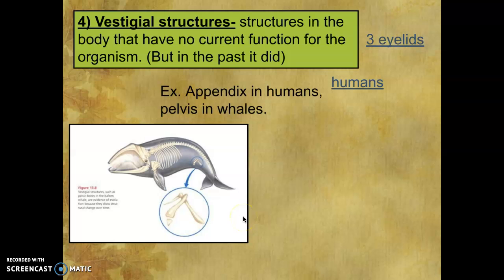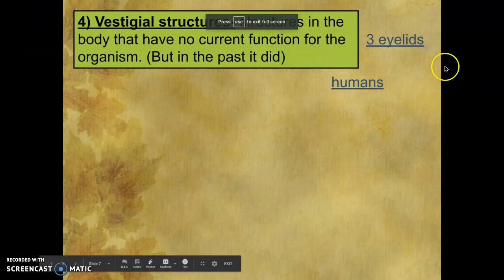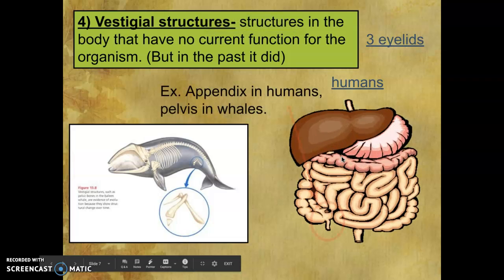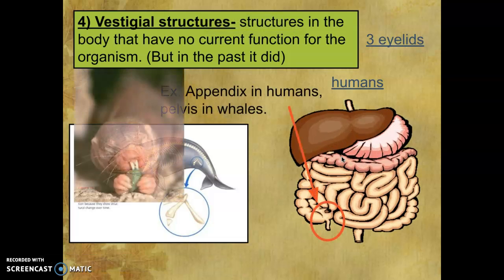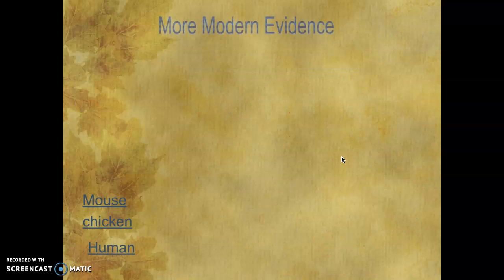Your wisdom teeth are the same way. We've got other things as well. As we go through this, we see other variations, and you can look at the videos that are up here for other examples, but here's your appendix. The naked mole rat still has the eye sockets, but doesn't need the eyes in order to chill underground. So these are leftover structures that are not needed today to be fit.